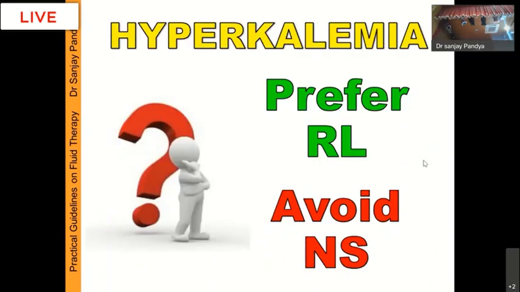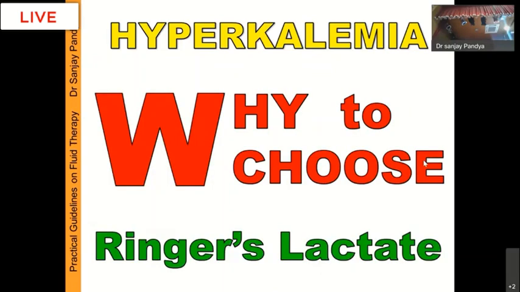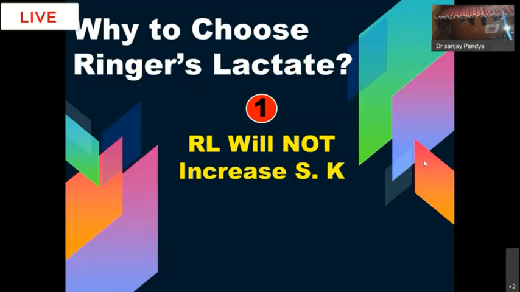So the question arises: why prefer RL and why avoid NS in a patient with hyperkalemia? The reason for choosing is that RL will not increase serum potassium. Sir, it contains potassium. But how much potassium does it contain? 4 milliequivalent. Now, if a patient has potassium of 6.5, and we add potassium-containing fluid with 4 milliequivalent, will 6.5 become 7, or will it become lower?